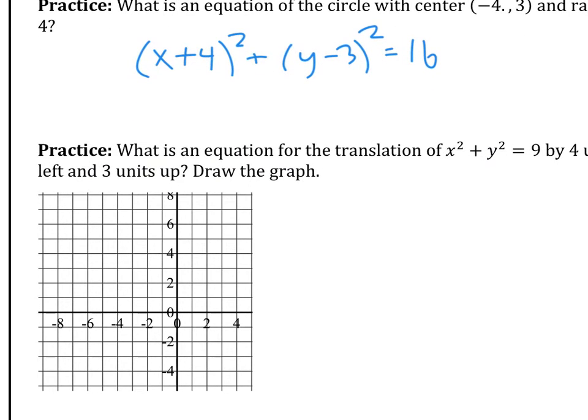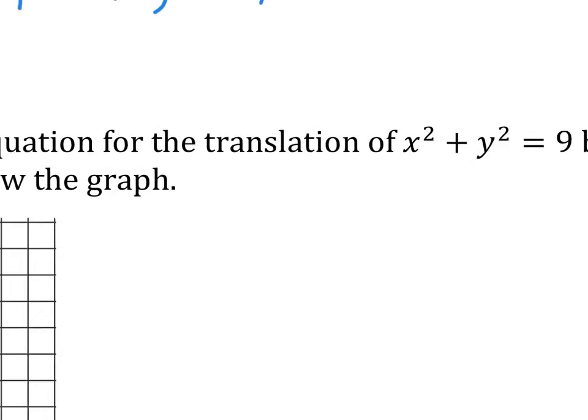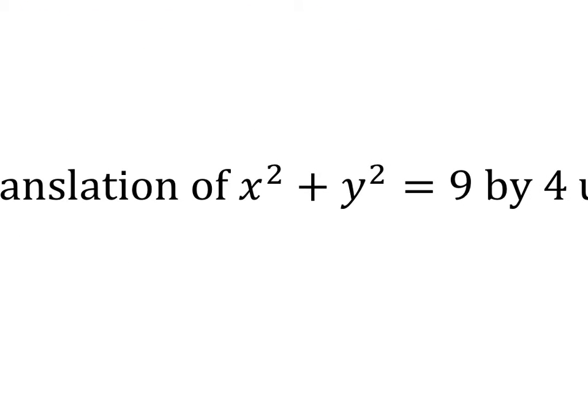Okay, let's look at the next one. What is an equation for the translation of x squared plus y squared equals 9 by 4 units to the left, 3 units up? Okay, first of all, x squared plus y squared equals 9. What kind of shape is that? Circle. How do you know it's a circle?